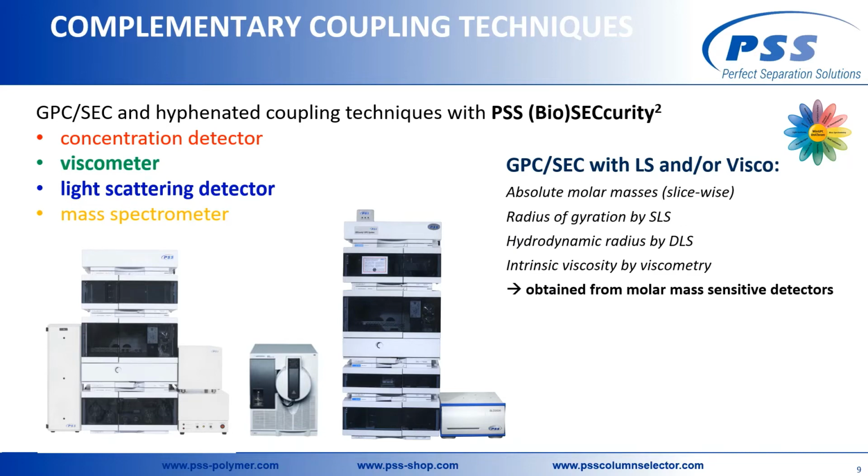As a complementary detection type to concentration detectors, light scattering gives direct access to the absolute molar mass of each data slice. Light scattering detection can be further divided into static light scattering, which provides information on the radius of gyration, and dynamic light scattering. The latter gives access to the hydrodynamic radius of a macromolecule. When GPC is hyphenated to a viscometer, the intrinsic viscosity of a molecule is obtained primarily, and as a second piece of information, viscometry also allows for the determination of the molar mass.